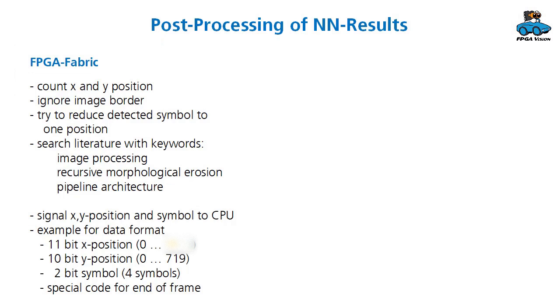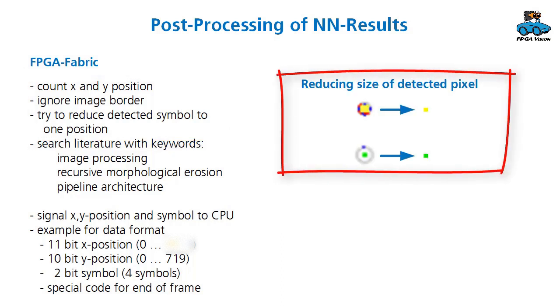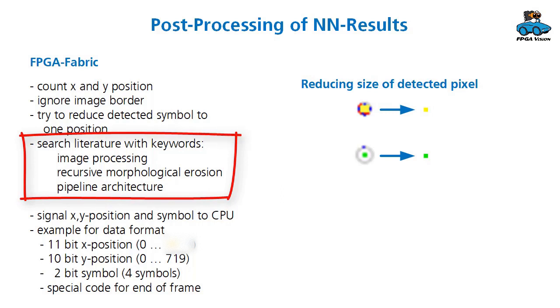So as an experiment, you can first have a look at the FPGA fabric. You can count the X and Y position. You should ignore the image border because we have some misinterpretation there. Then you can try to reduce the detected symbol to one position. And I recommend to have a look at literature with the keywords provided here.